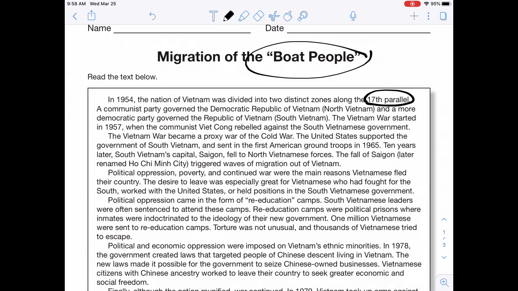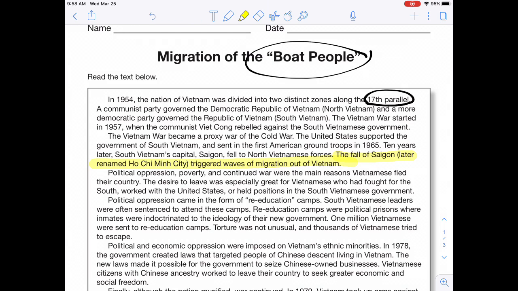The Vietnam War became a proxy war of the Cold War. The United States supported the government of South Vietnam and sent in the first American ground troops in 1965. Ten years later, South Vietnam's capital, Saigon, fell to the North Vietnamese forces. The fall of Saigon, later renamed Ho Chi Minh City, triggered waves of migration out of Vietnam. So that last sentence is the main idea for this passage. So that was a consequence for the people of the South.